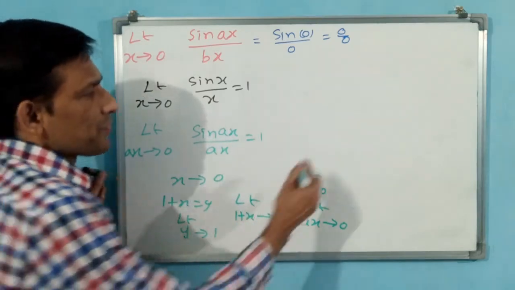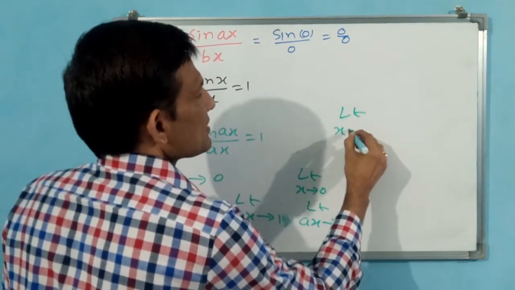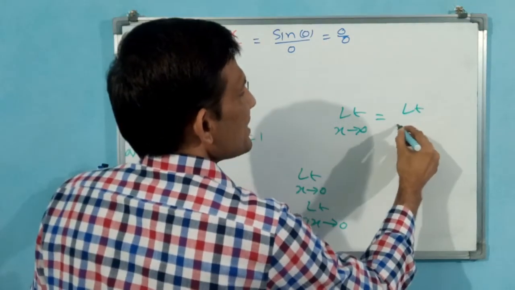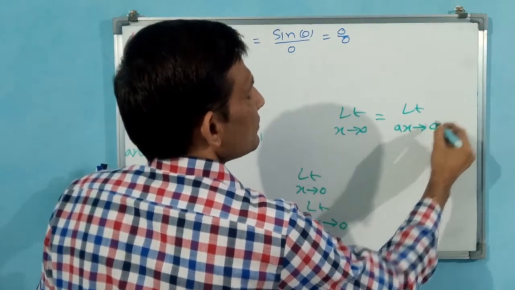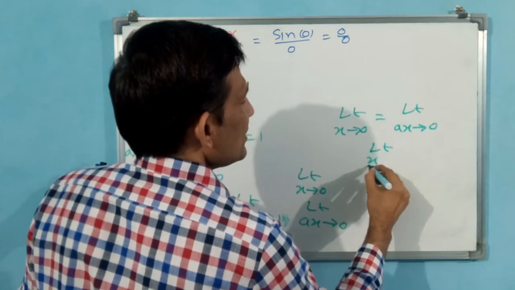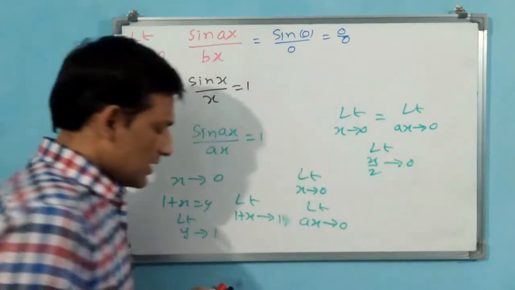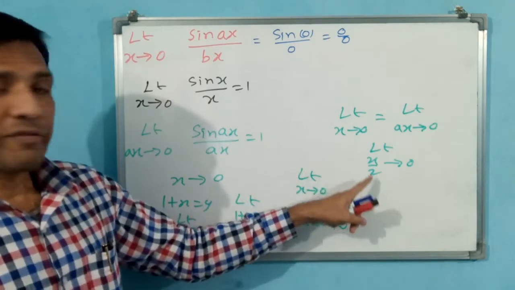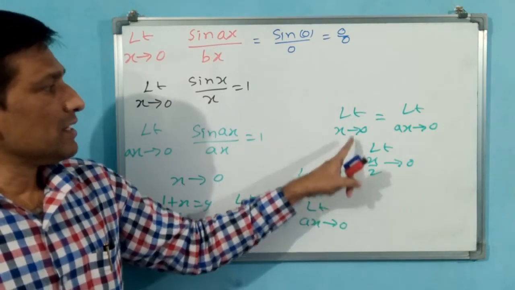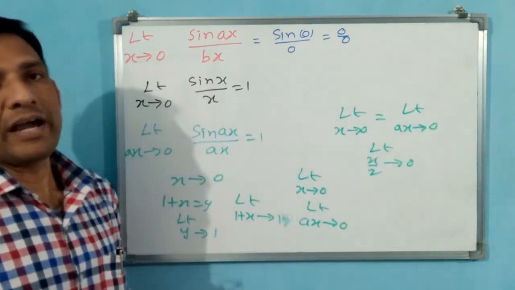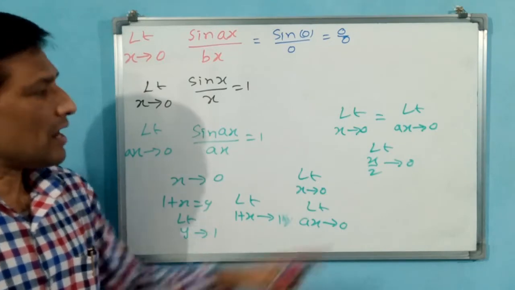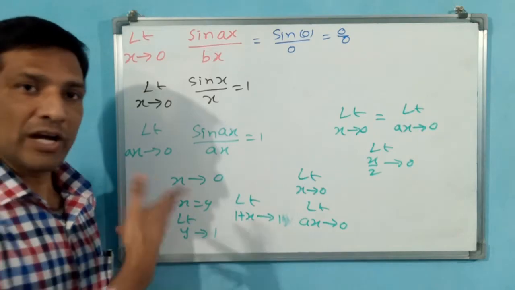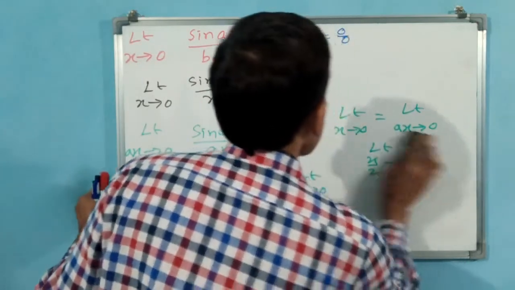What it means to say, if you have limit x tends to 0, this is equivalent to limit ax tends to 0 or limit x by 2 tends to 0 also. Why? Because 0 divided by something also 0 only. That means these three are equal. I want to say, accordingly, you can change the limits. Okay. Let us go back.